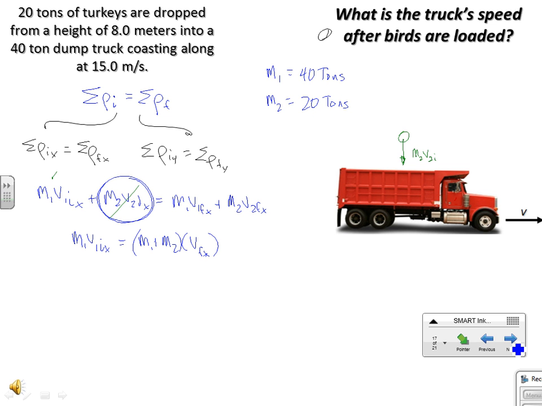So v final x is m1 v1 initial x divided by m1 plus m2. That's 40 times 15, which is 600, divided by 60, is 10 meters per second.